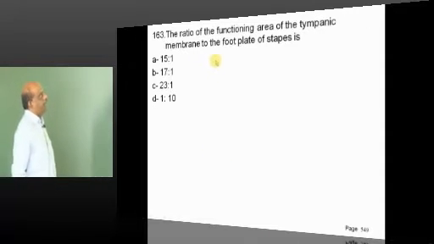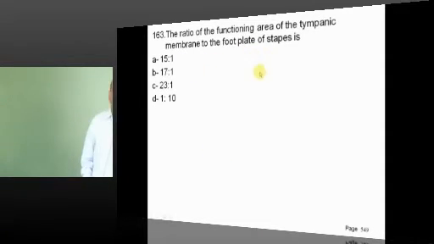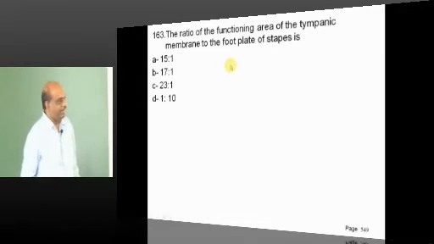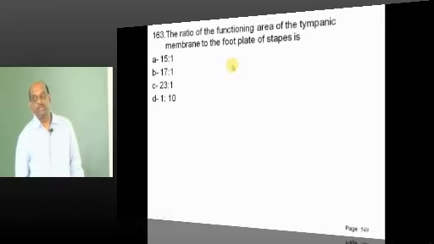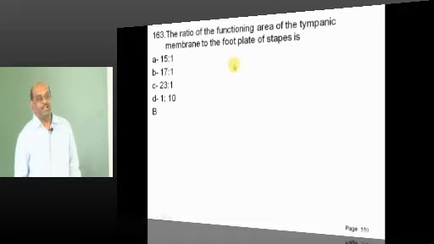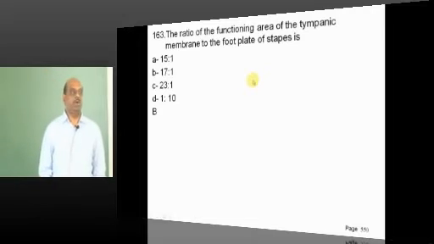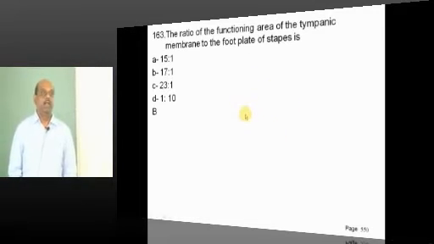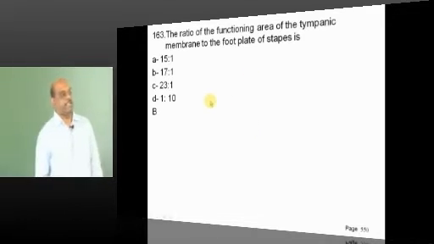Tympanic membrane to the footplate of stapes, what is the ratio? Controversy. What is the controversy? It is 14:1 or 17:1. Let me check. 17:1 is the known answer, no? Okay, we will leave it for our online classmates to comment because they have the book in front of them. I remember it as 17:1, but since you said 14:1, we will check that.